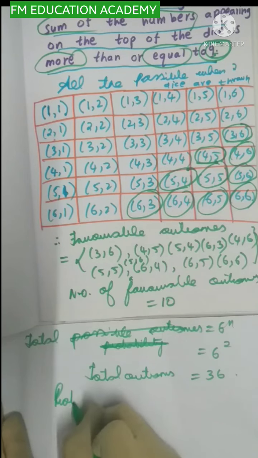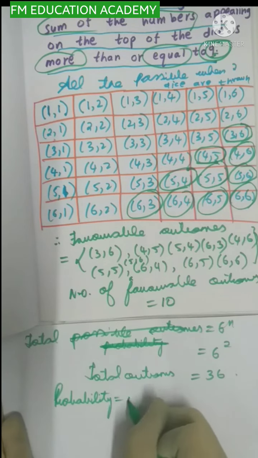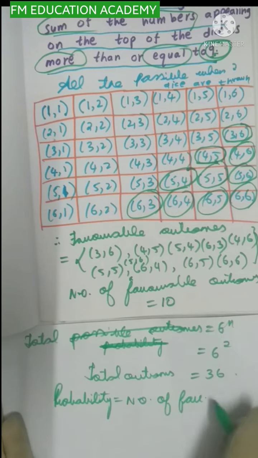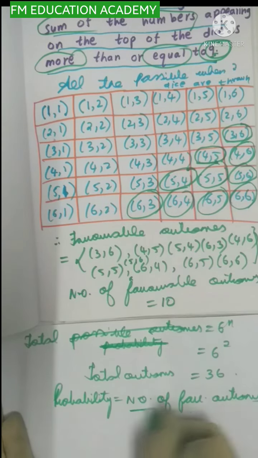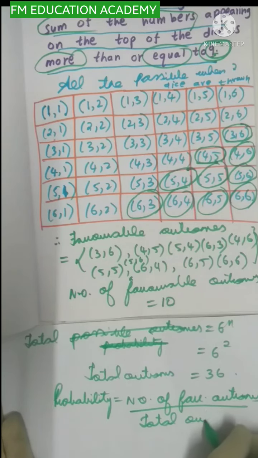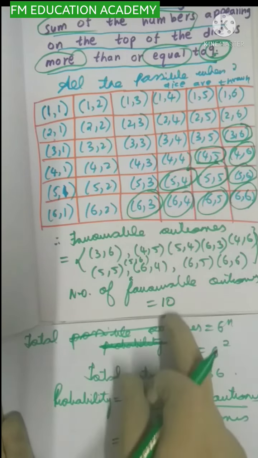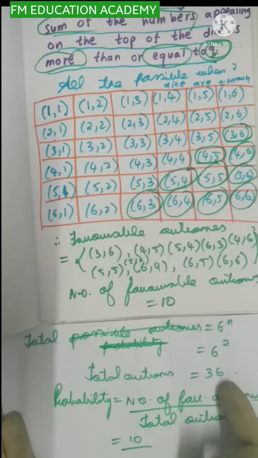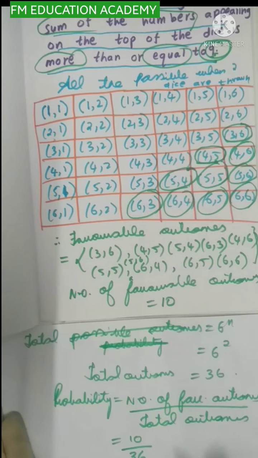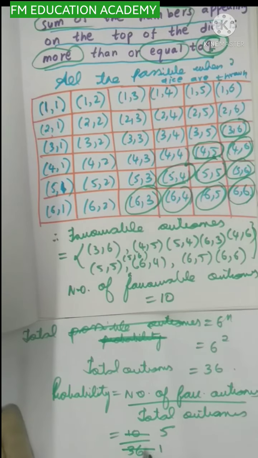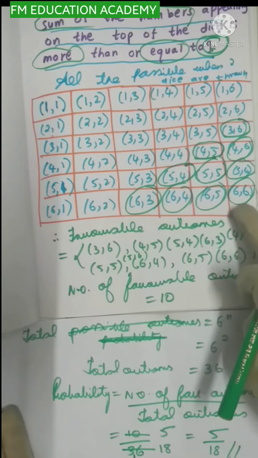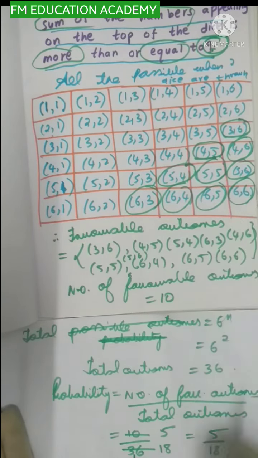So now substitute in the formula of probability. We know probability is equal to number of favorable outcomes by total outcomes. Now what was the number of favorable outcomes we got? 10 by total outcomes we have, which is 36. Both will go in the 2 table. 2 fives are 10, 2 eights are 16. So we get the probability is 5 by 18 when 2 dice are thrown and when we get the sum equal to 9 or more than 9.